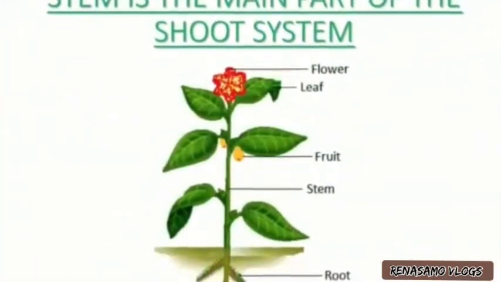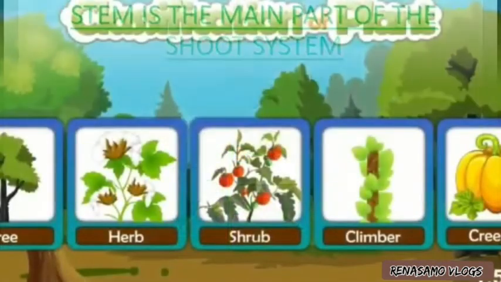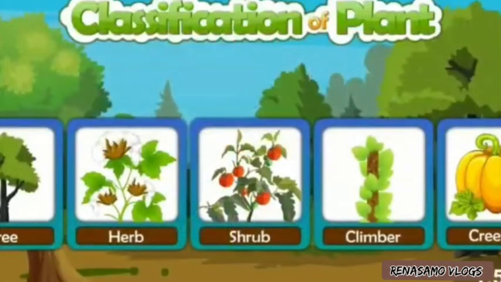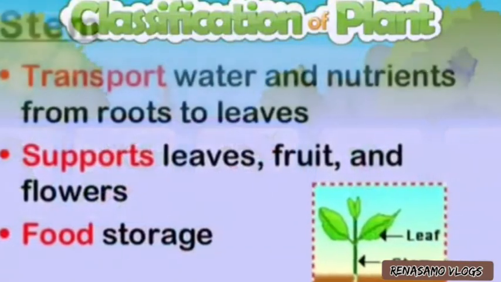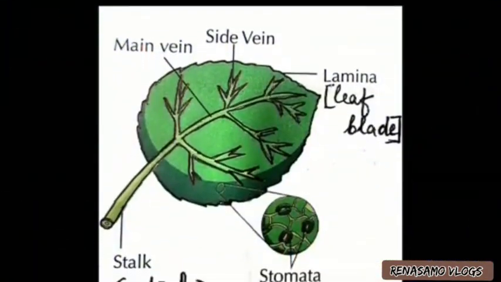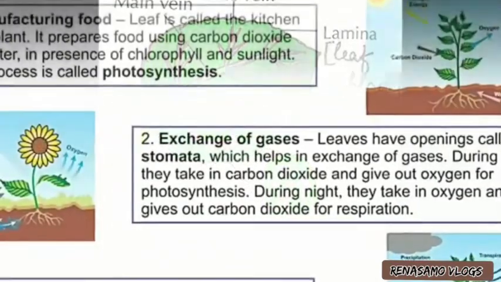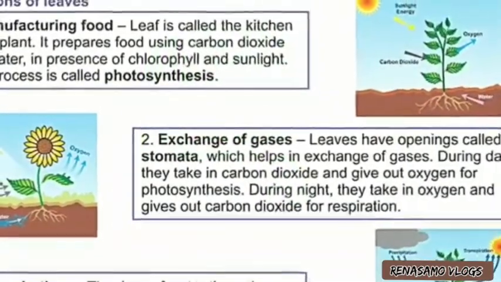The stem is the main part of the shoot. We have learned the classification of plants on the basis of stem, and they are trees, shrubs, herbs, climbers and creepers. Now we know the functions of a stem. Then children, we have learnt about leaves, the parts of a leaf, functions of a leaf in detail.